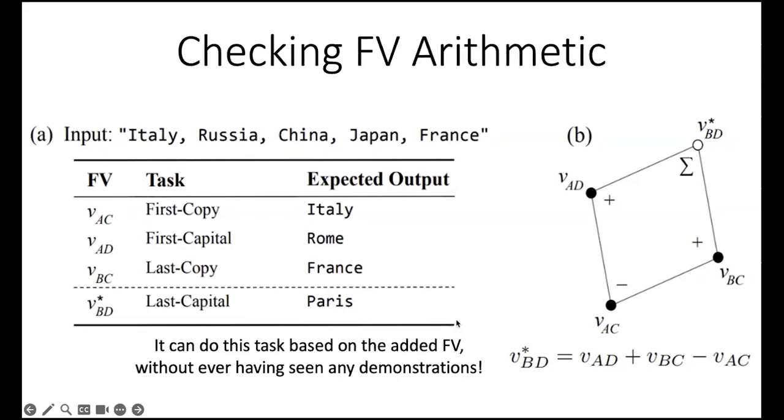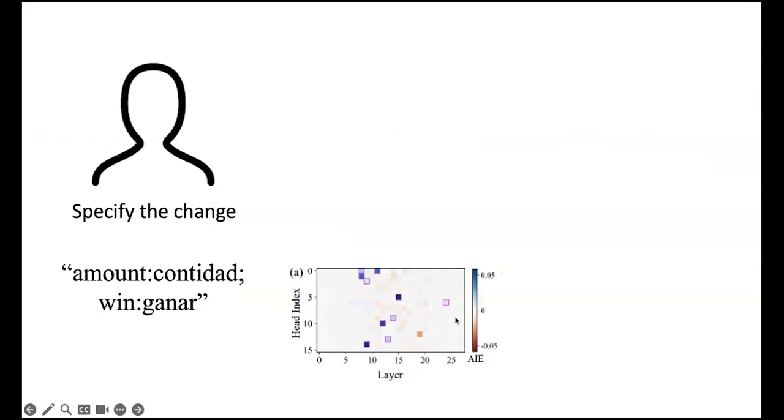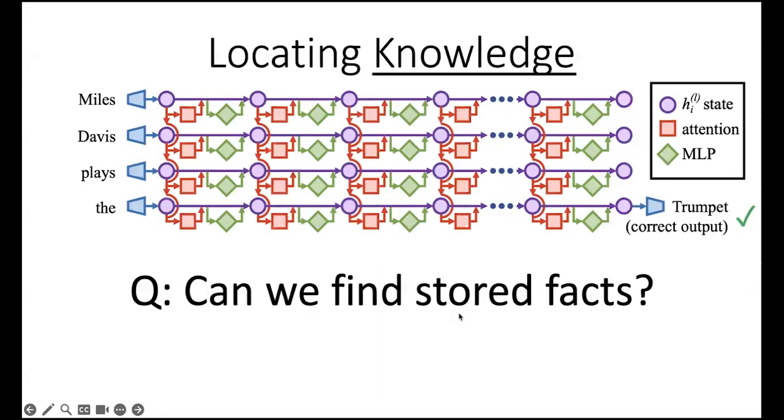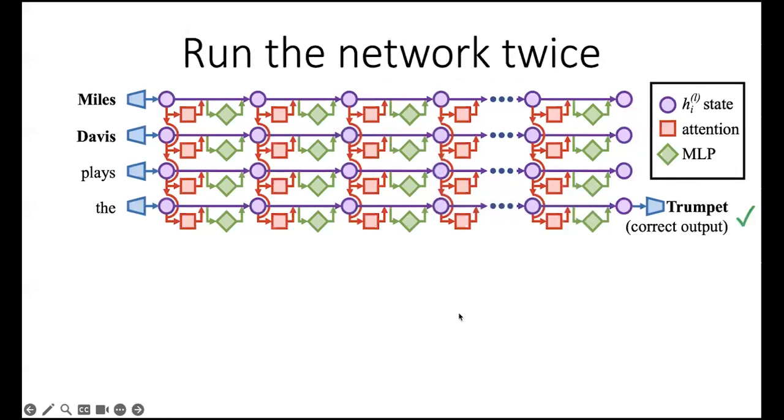Okay, so yes, is it comparably robust? I guess depending on your definition of robust, yes, it's comparably robust. Maybe it's even more robust. Make sense? All right. So what did we do here? We specified a change. We searched for causal computations. We checked generalization, right? So now I'm kind of out of time.